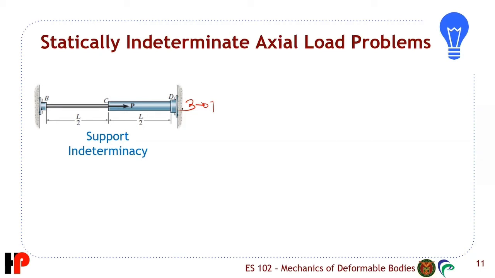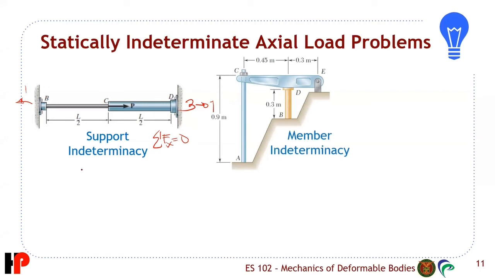So, meron kang isang unknown dito, yung horizontal. Tapos dito din, may isa din. Yung pa ganyan. So, dalawa yung unknowns mo, pero yung equilibrium equation mo, isa lang. Summation forces X. So, therefore, you have indeterminacy. More unknowns than equations. So, the next kind of indeterminacy is from member indeterminacy.